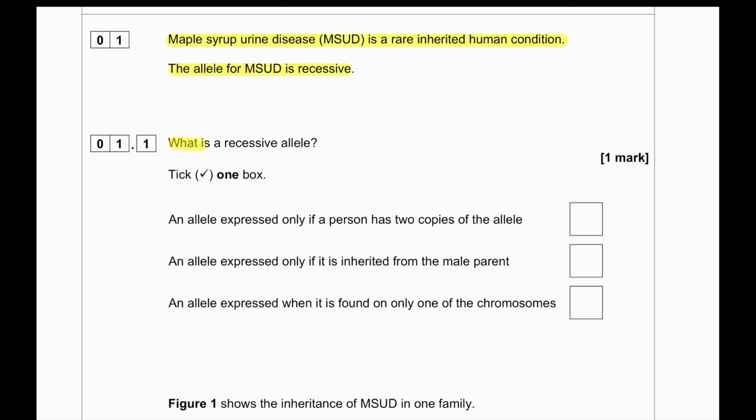What is a recessive allele? A recessive allele is a type of allele that needs to be present in both of the chromosomes, inherited from both of the parents. So it needs to be homozygous in order to be expressed. For example, small h and small h, homozygous. Only then will this particular allele be expressed in the phenotype.